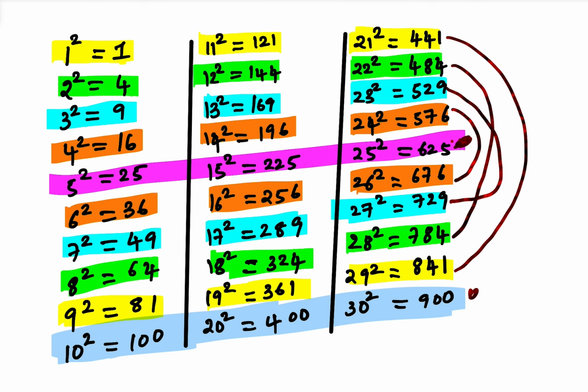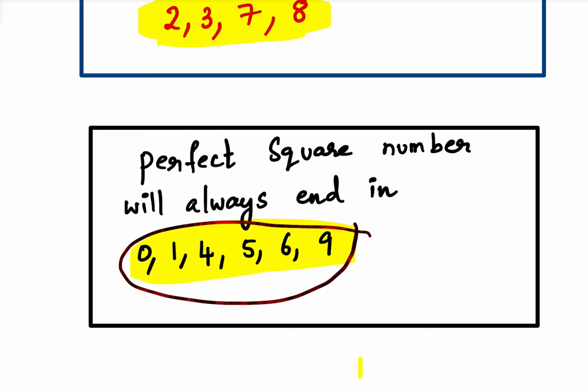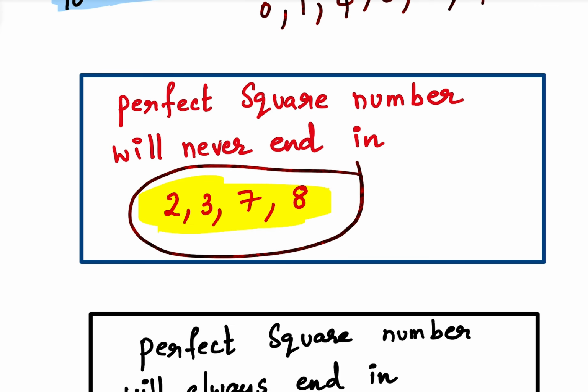Observe all these perfect square numbers. Have you anywhere seen 2 as the last digit, 3 as the last digit, 7 as the last digit, or 8 as the last digit? That means perfect square numbers never end in 2, 3, 7, 8. They can end in 0, 1, 4, 5, 6, 9. So the second most important point that you have to keep in mind before I discuss the trick is that a perfect square number will always end in 0, 1, 4, 5, 6, 9. They will never end in 2, 3, 7, 8.